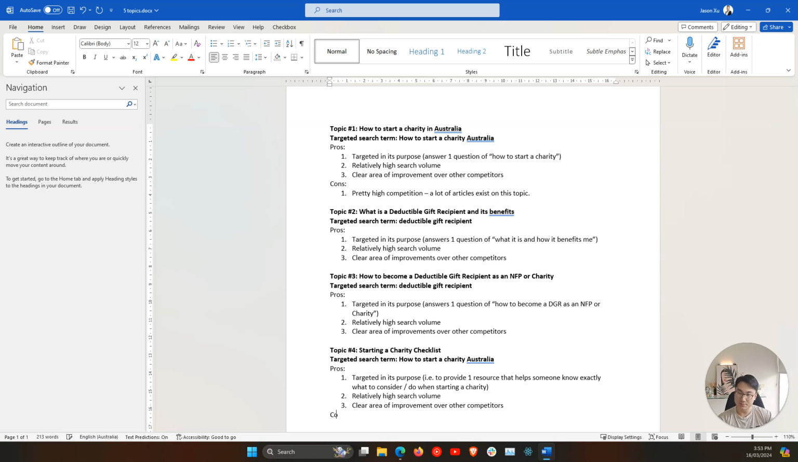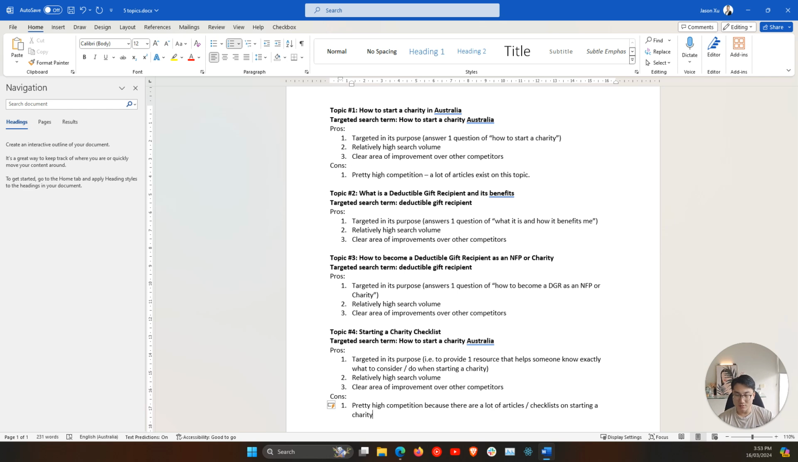Again, the cons. It's pretty high competition, because there are a lot of articles or checklists on starting a charity, but that's not really a con, as long as I could do better than them. So I'll put it in there. But the other con is that it's not a search term that we're directly Googling. I think that's the only con.